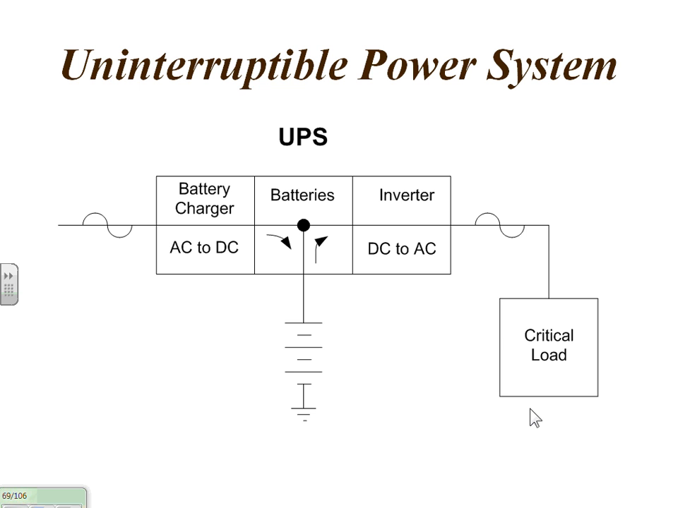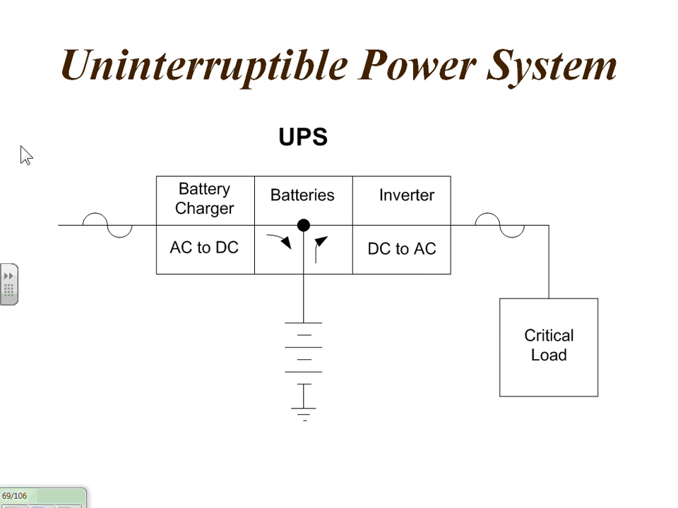How they work. Under normal circumstances, they're basically made up of three parts: a battery charger, batteries, and an inverter. The battery charger changes AC to DC, and we're going to charge these batteries with it, which are tied to the middle section, which is the battery. And then we take that DC to an inverter and change it back into AC here. Well, why go through the bother?